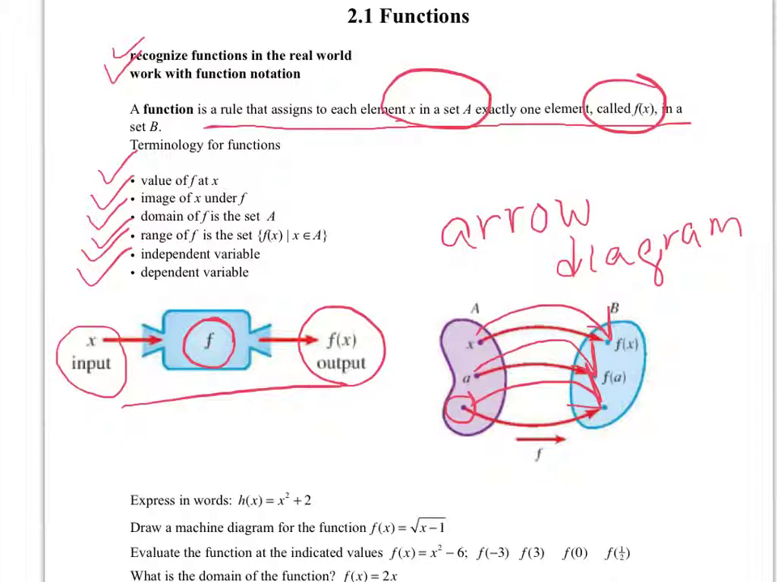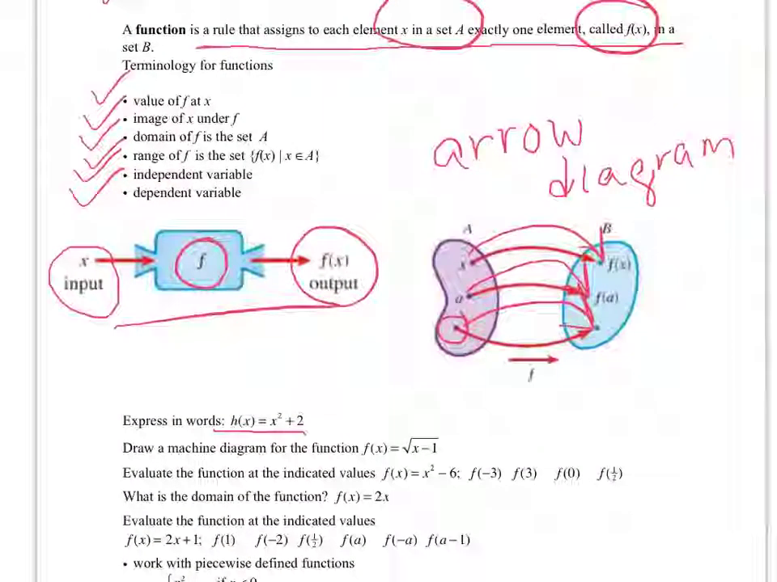If you want to express in words this function h of x right here, that would be the function that squares the input and then adds 2. This function f of x here would be the function that subtracts 1 and then takes the square root.